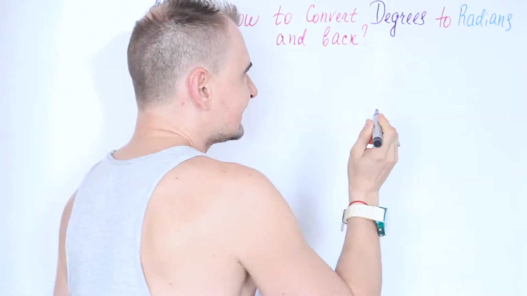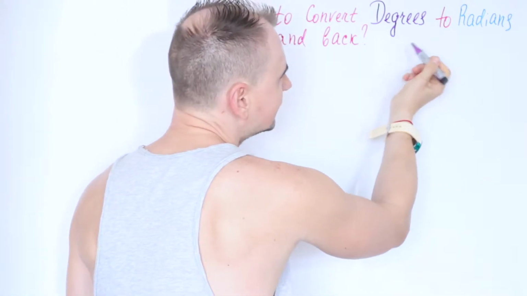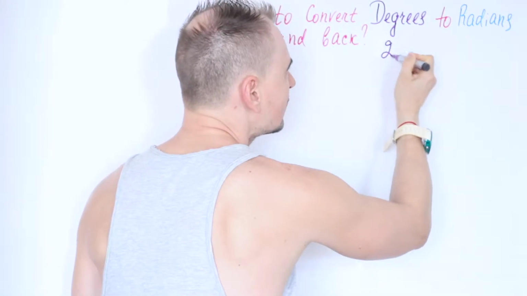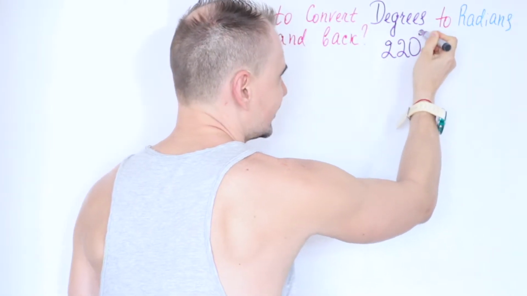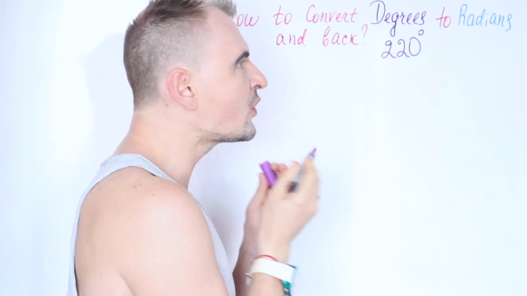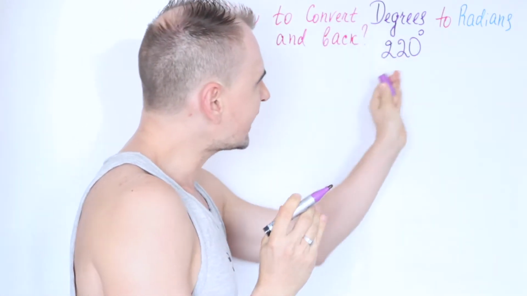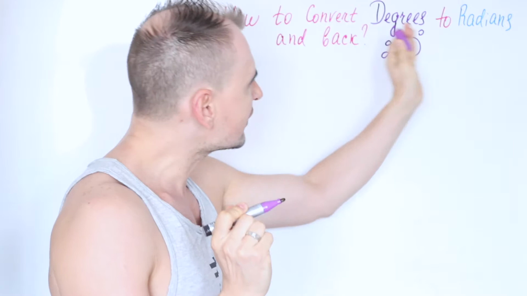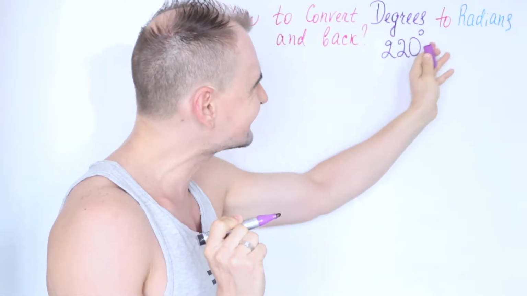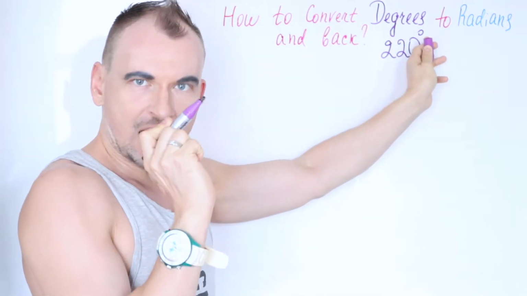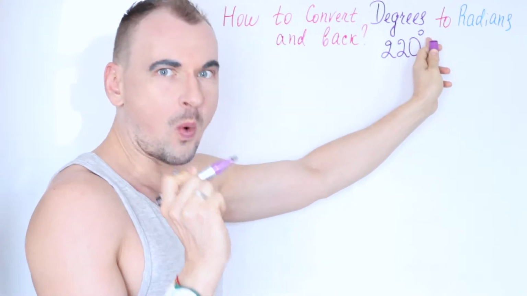Well, let's say you are given 220 degrees. And the way you can tell that your angle is given in degrees is that you're given a number that has this little circle up in the corner.